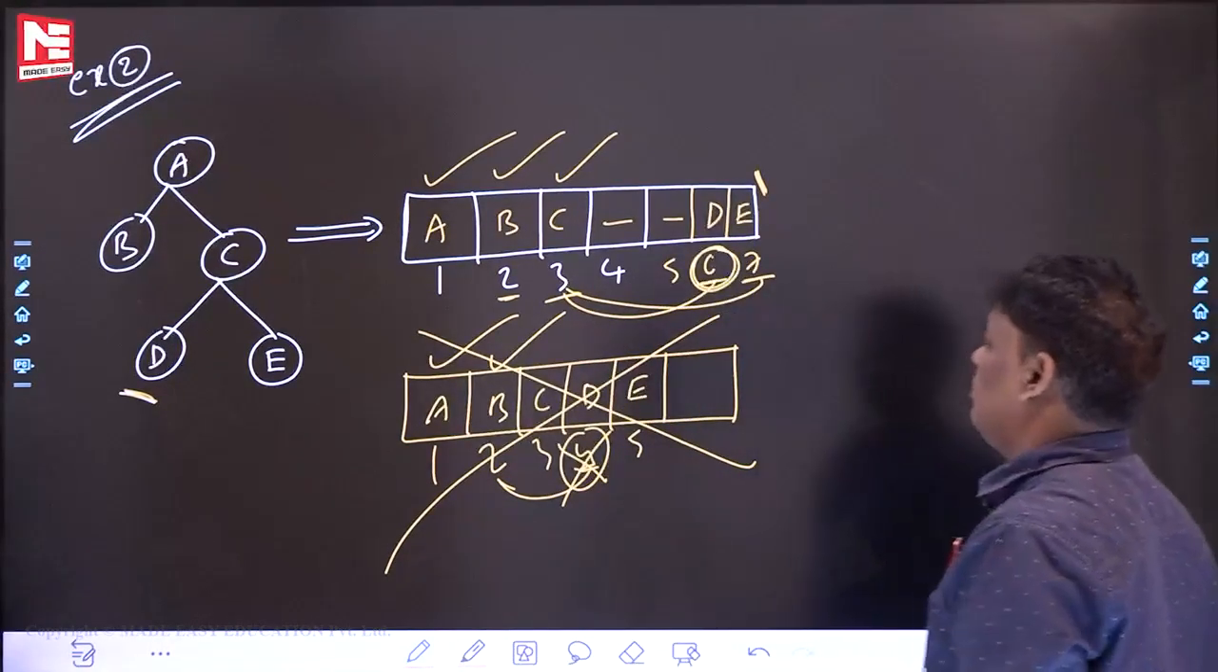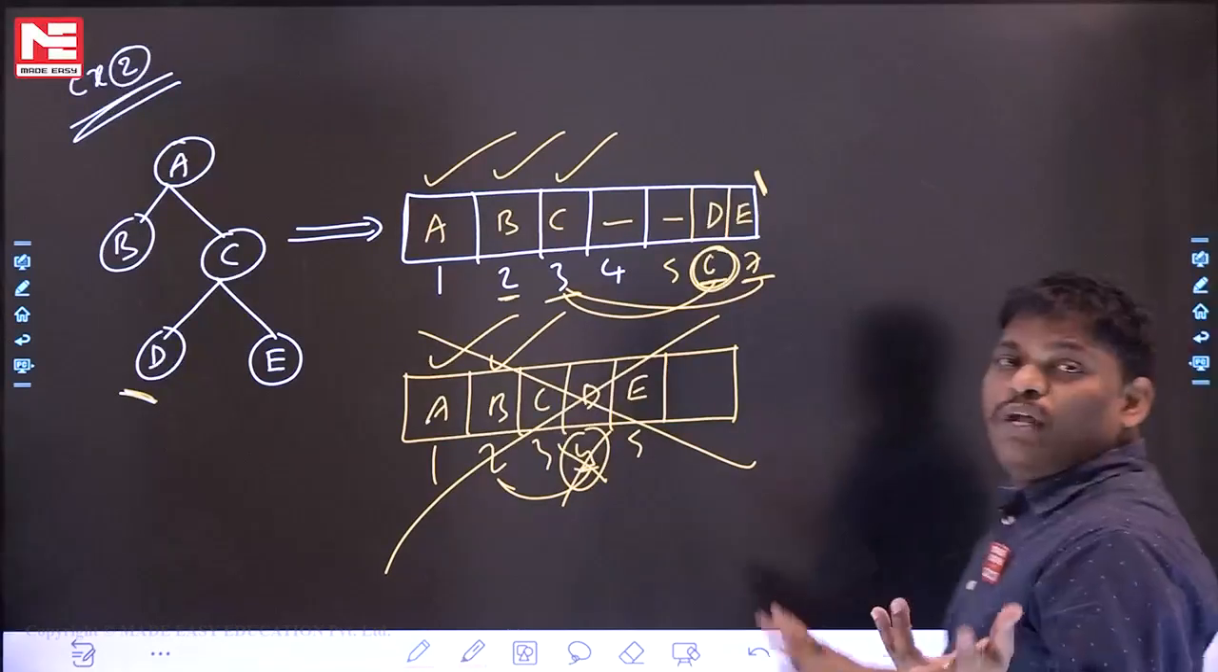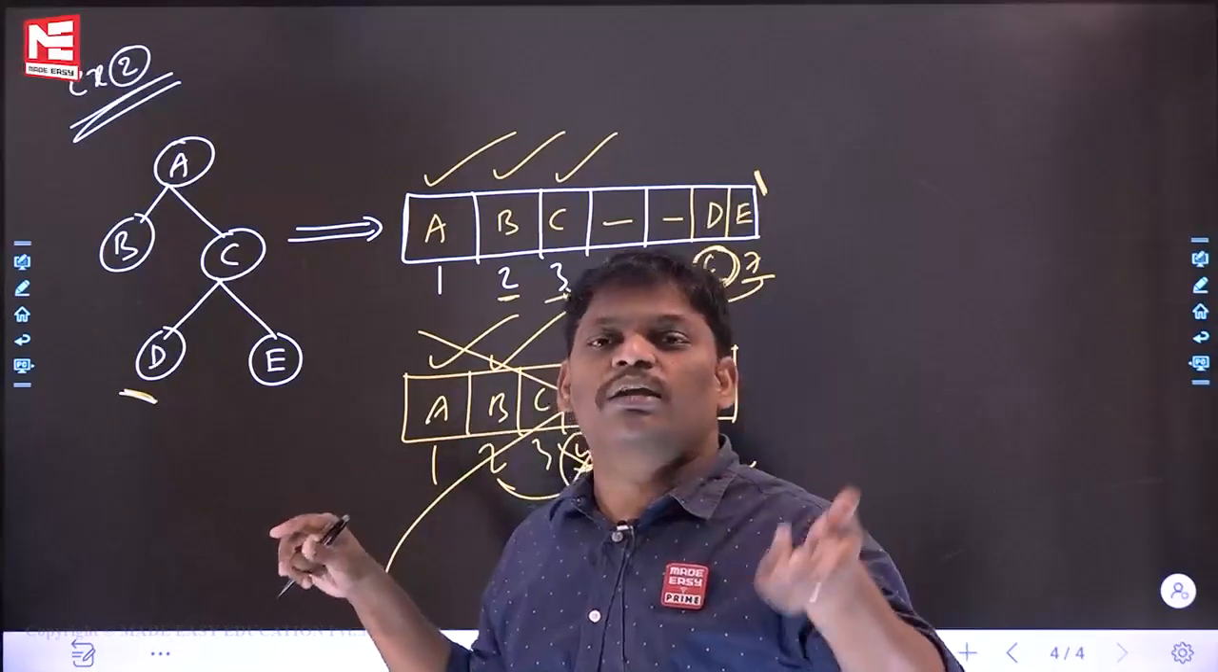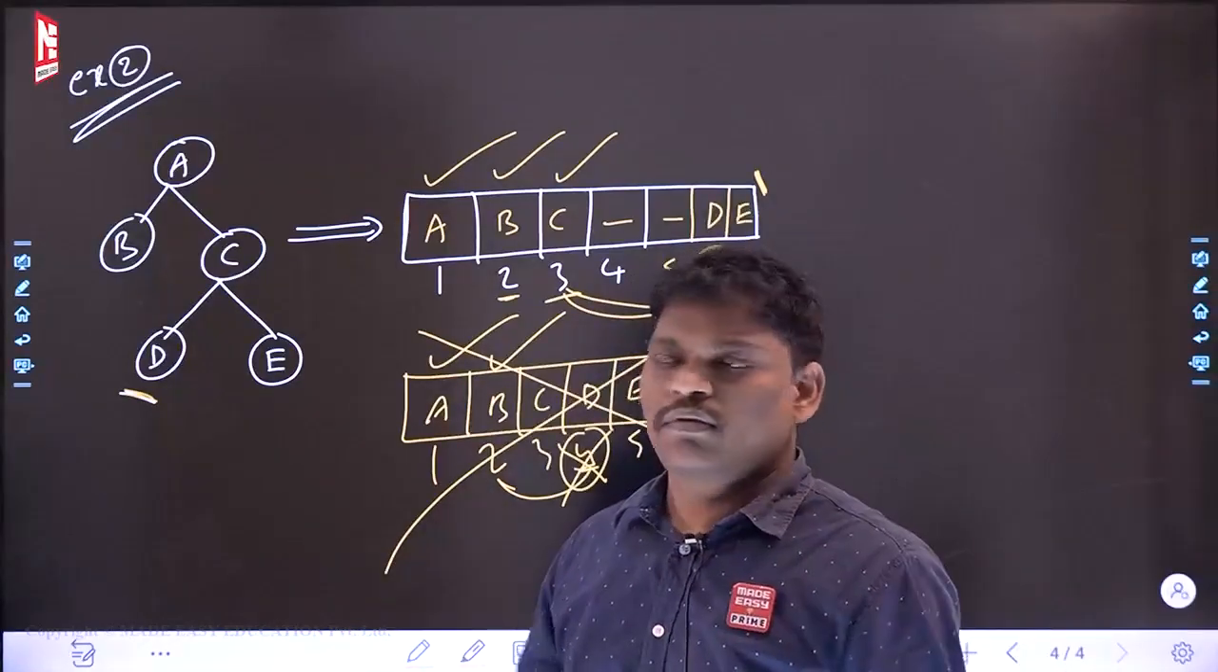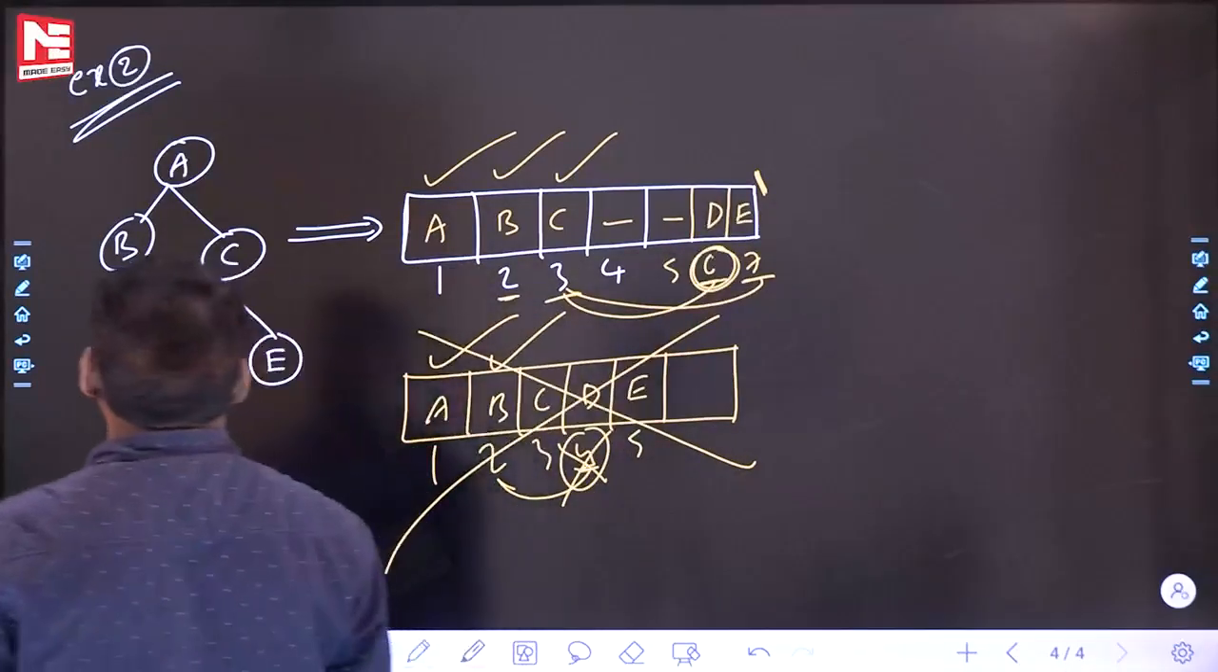I think you are okay. When can you say your answer is correct? When the formula is working, then your answer is correct. If the formula is not working, it means somewhere you made a mistake. Right? Fine. Now you are okay. Let's go to the next one now.